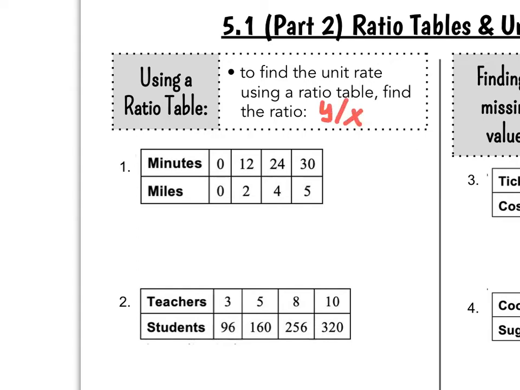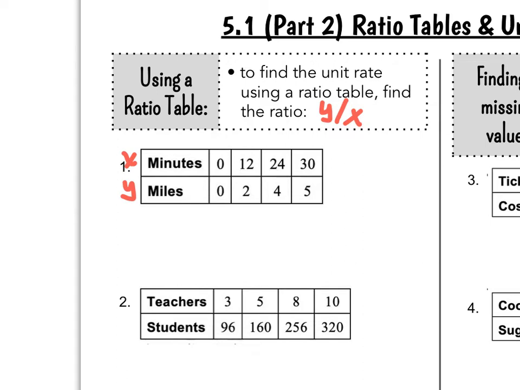Okay, so on your ratio table, your top row is always the x value, your bottom row is always the y. So we want to find out how many miles per minute, because we're talking about speed here. Miles per minute, we don't say minutes per mile when you talk about speed. So any ordered pair here you can use, except for you wouldn't use 0 over 0. Okay, I'm going to use this one.